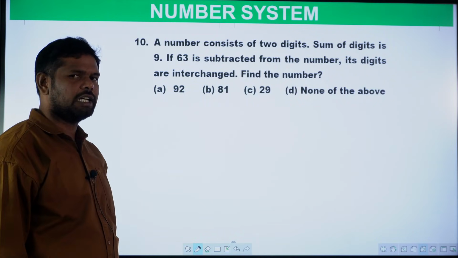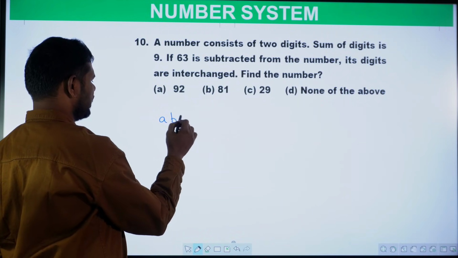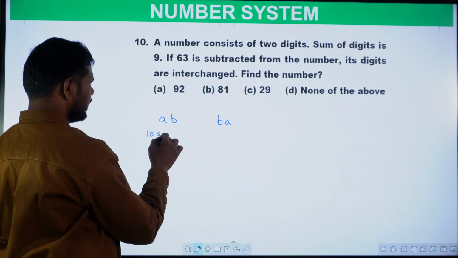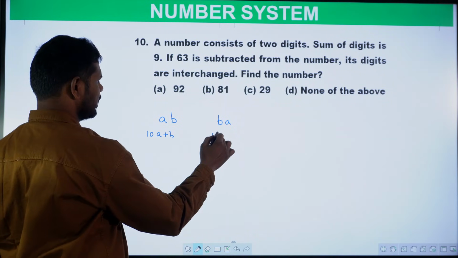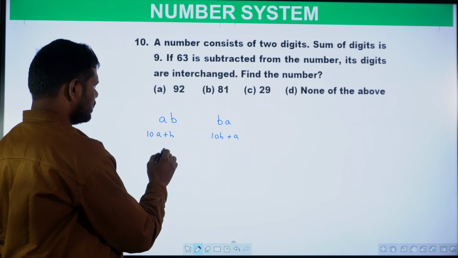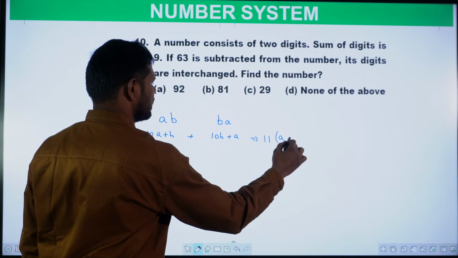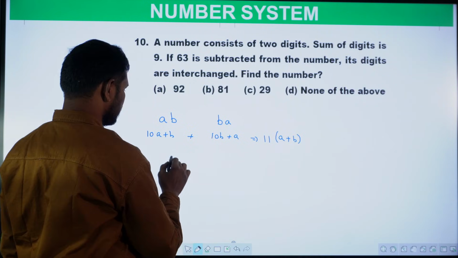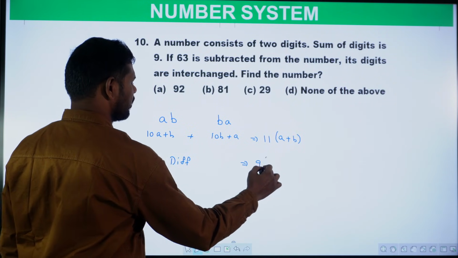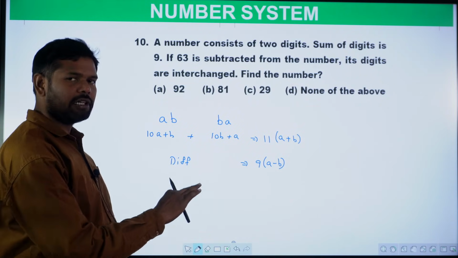Okay, two-digits related concept. We already discussed any number is in the form of AB, and reversing the digits means it is BA. We can write as 10A plus B, then it can be written as 10B plus A by using the place value concept. After that, sum of these two is always a multiple of 11 with the sum of digits. We already discussed. And the difference of these two is always a multiple of 9 with the difference of digits.